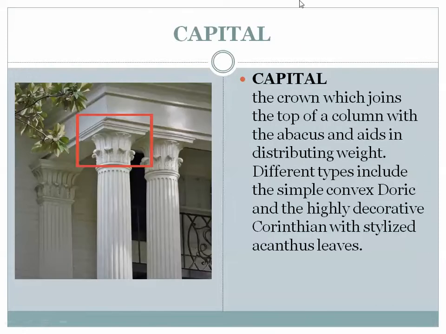Speaking of capital, we have C, capital, which is the crown on top of the column, which helps with distributing the weight. This is also usually the part that is decorative depending on which order it belongs to.